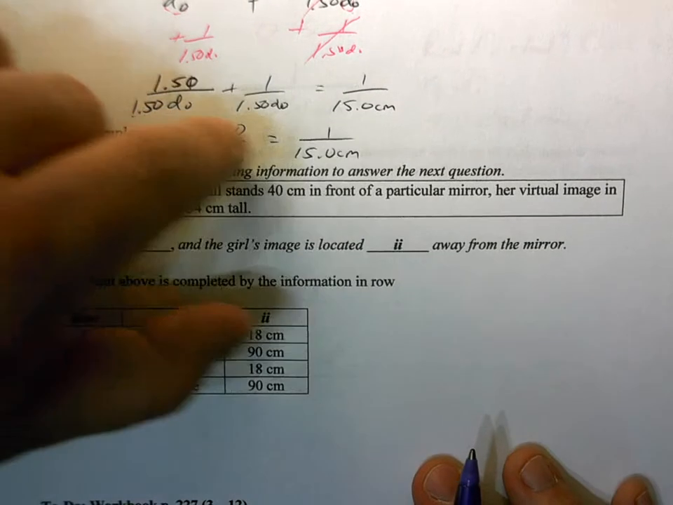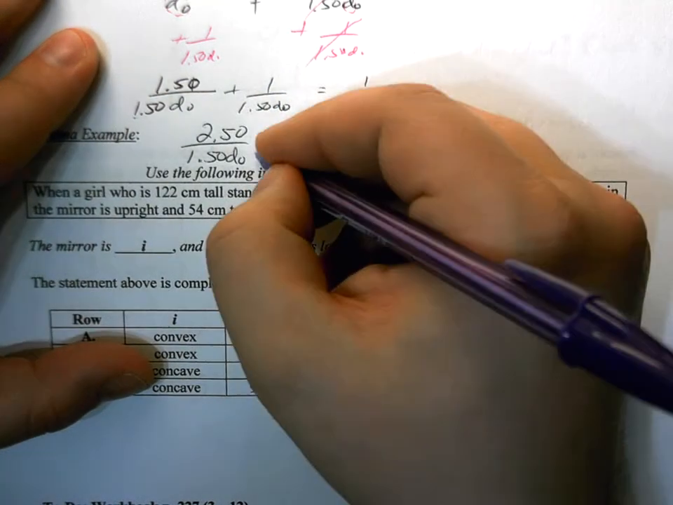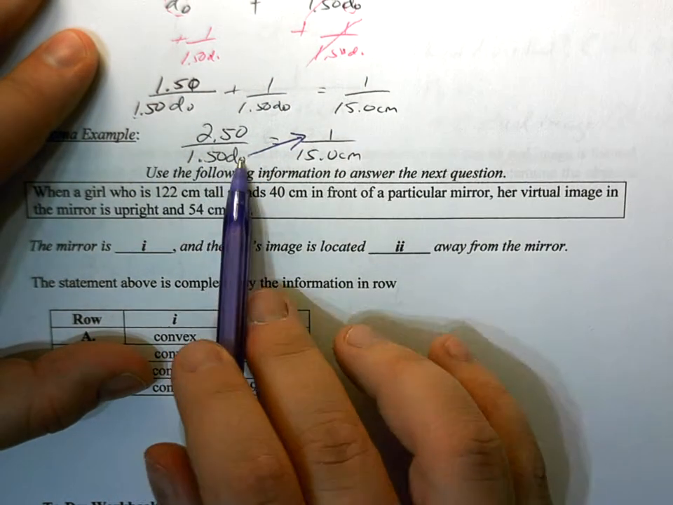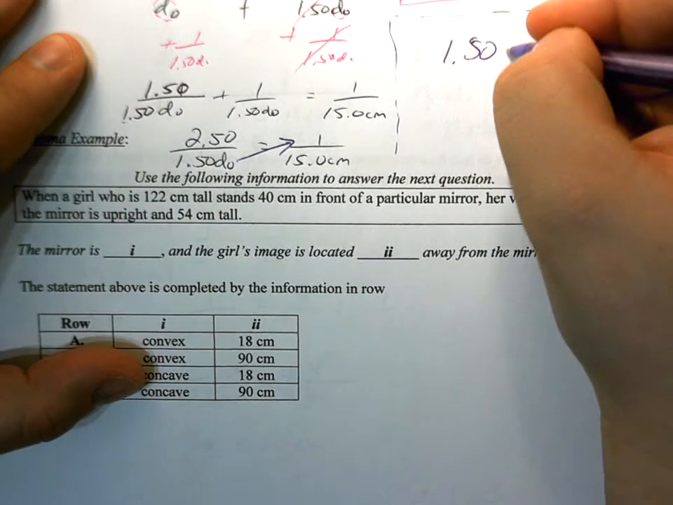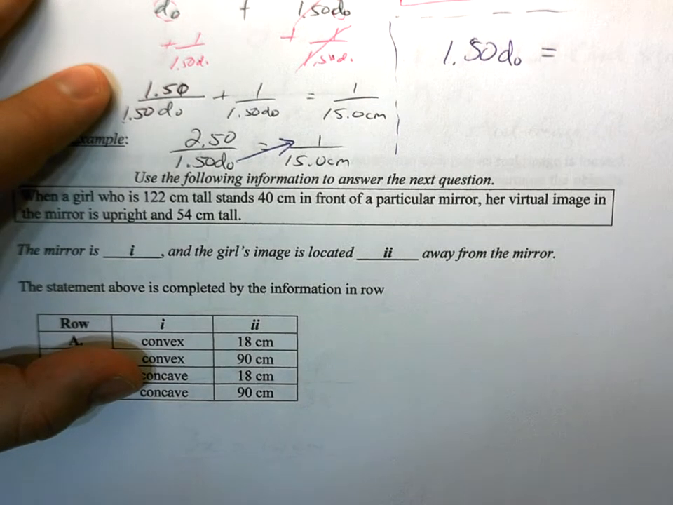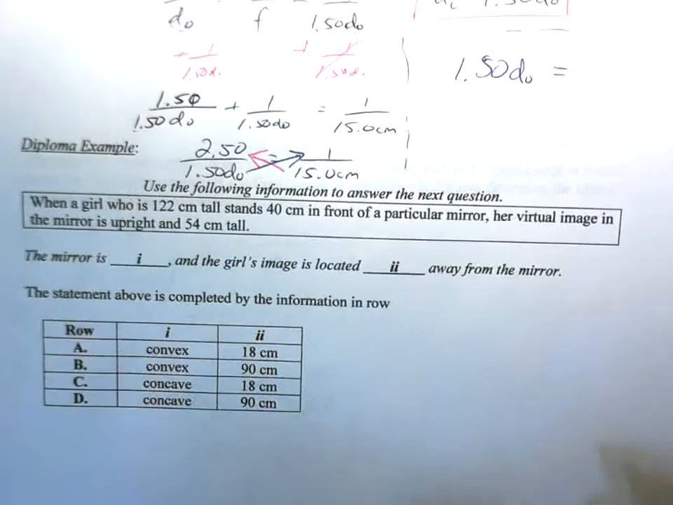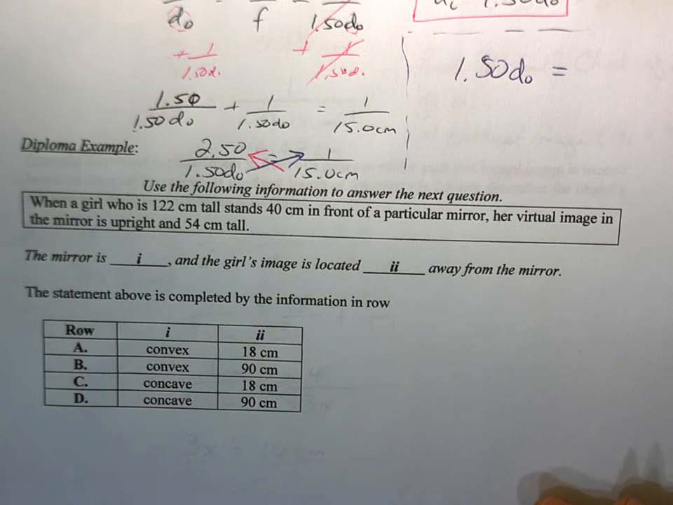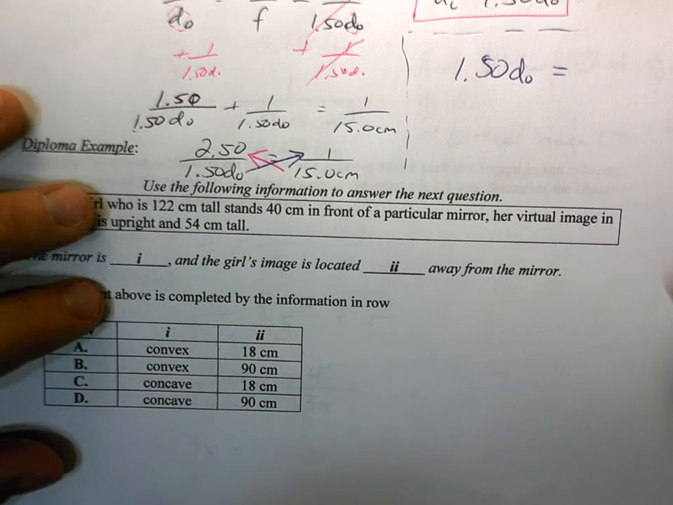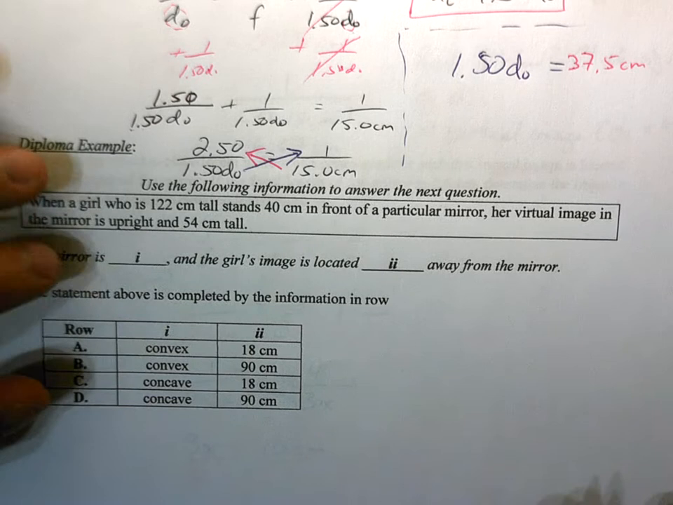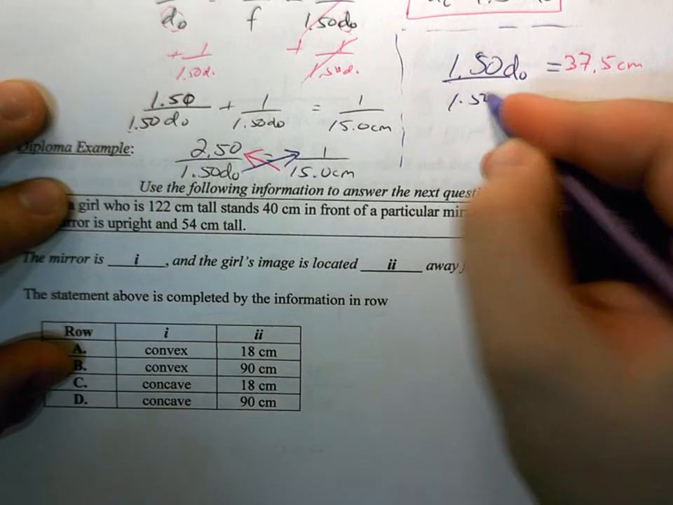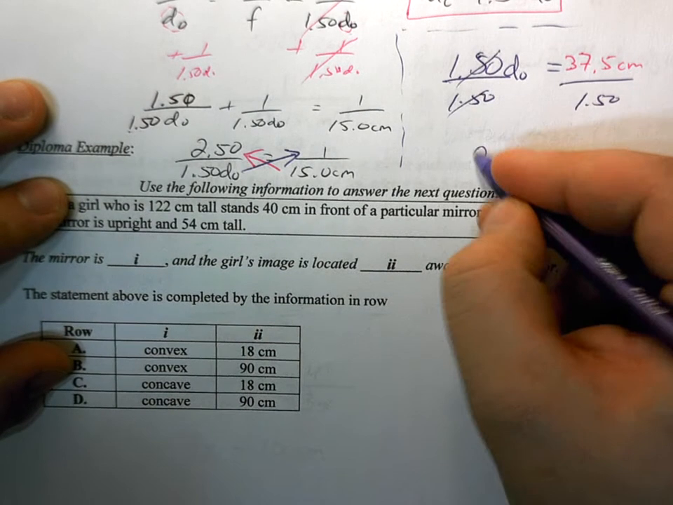So I have one fraction equals another fraction. Let's do what your math teachers hate: cross multiplying. So 1.50 DO times 1 is going to give me 1.50 DO. And then we have 2.50 times 15. What's that going to give me? I should be able to do that in my head. Is it 37.5? Yes, it is. 37.5 centimeters. So the last thing that we want to do here is divide both sides by 1.50. So we're going to get DO.